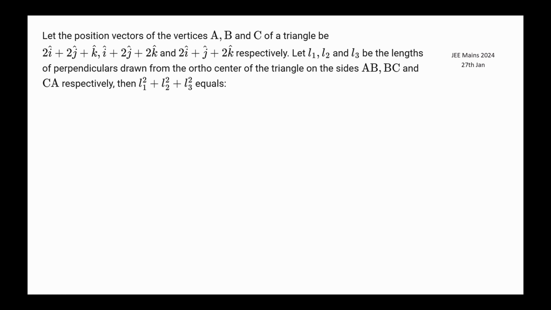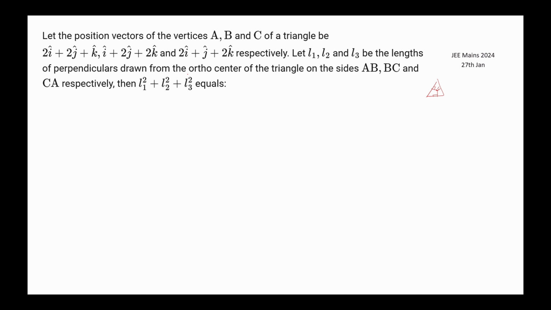So I hope you all remember we had studied in straight lines what an orthocenter used to be. An orthocenter is a point from where if I draw straight lines to the bases of the triangle, they would be perpendicular to the base of the triangle. So if this was my triangle and this is my orthocenter, lines drawn from the orthocenter to the base would be perpendicular to the base of the triangle. So this is what my orthocenter used to be.